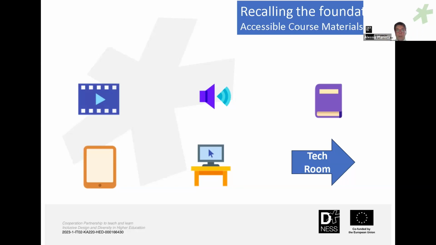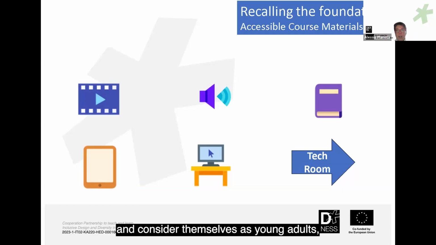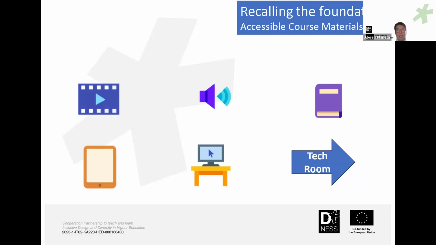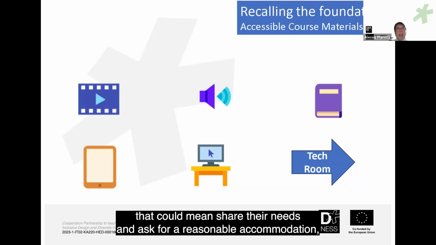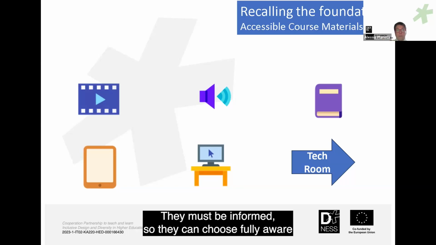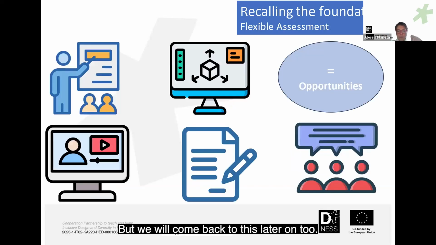On the other hand, all students should be considered, and consider themselves, as young adults, being actively responsible for their learning path. As learning is a right, they have to advocate for it first. That could mean sharing their needs and asking for reasonable accommodation, or explaining what they are used to and how they learn if asked. They must be informed so they can choose, fully aware of what is requested of them. But we will come back to this later on too.